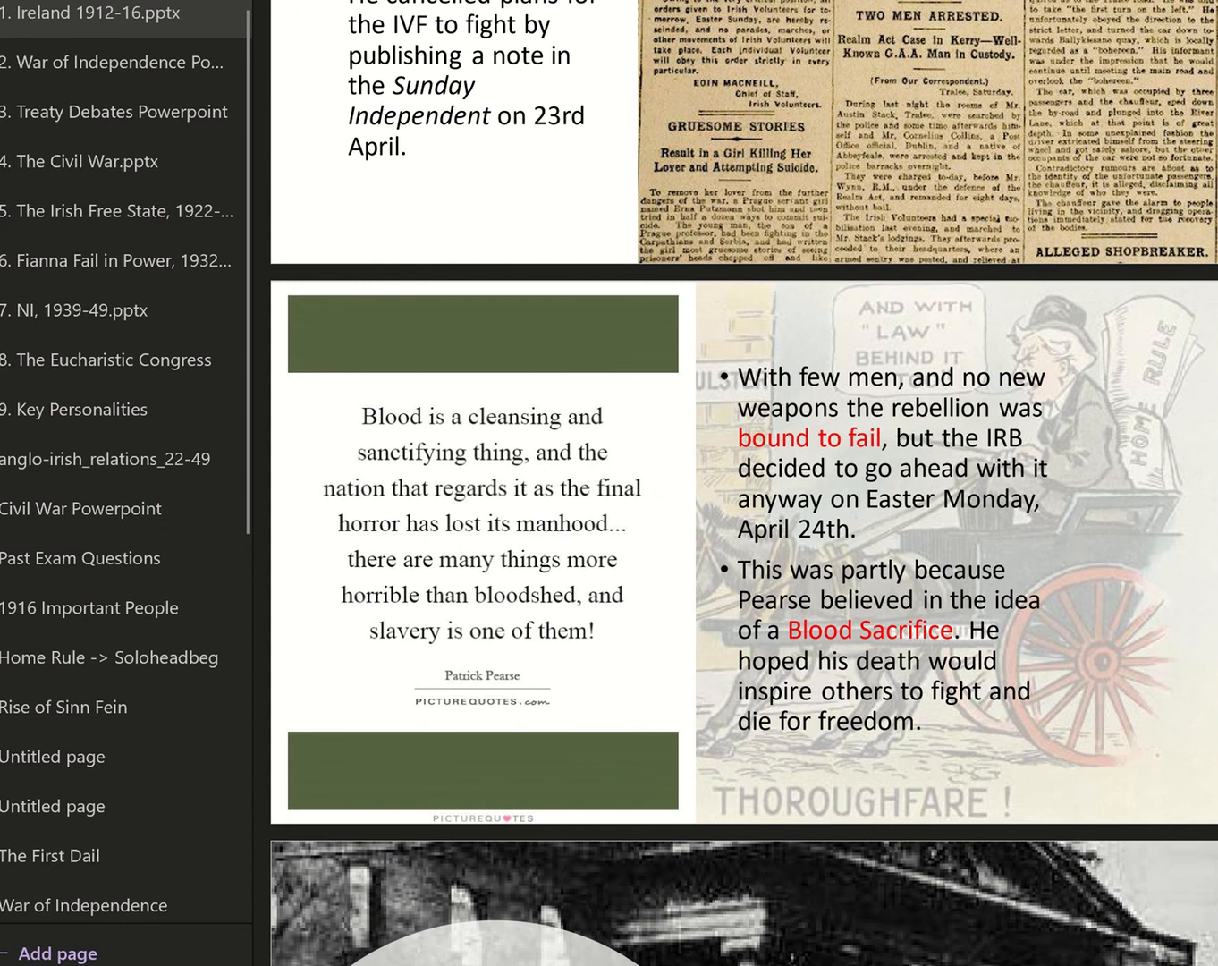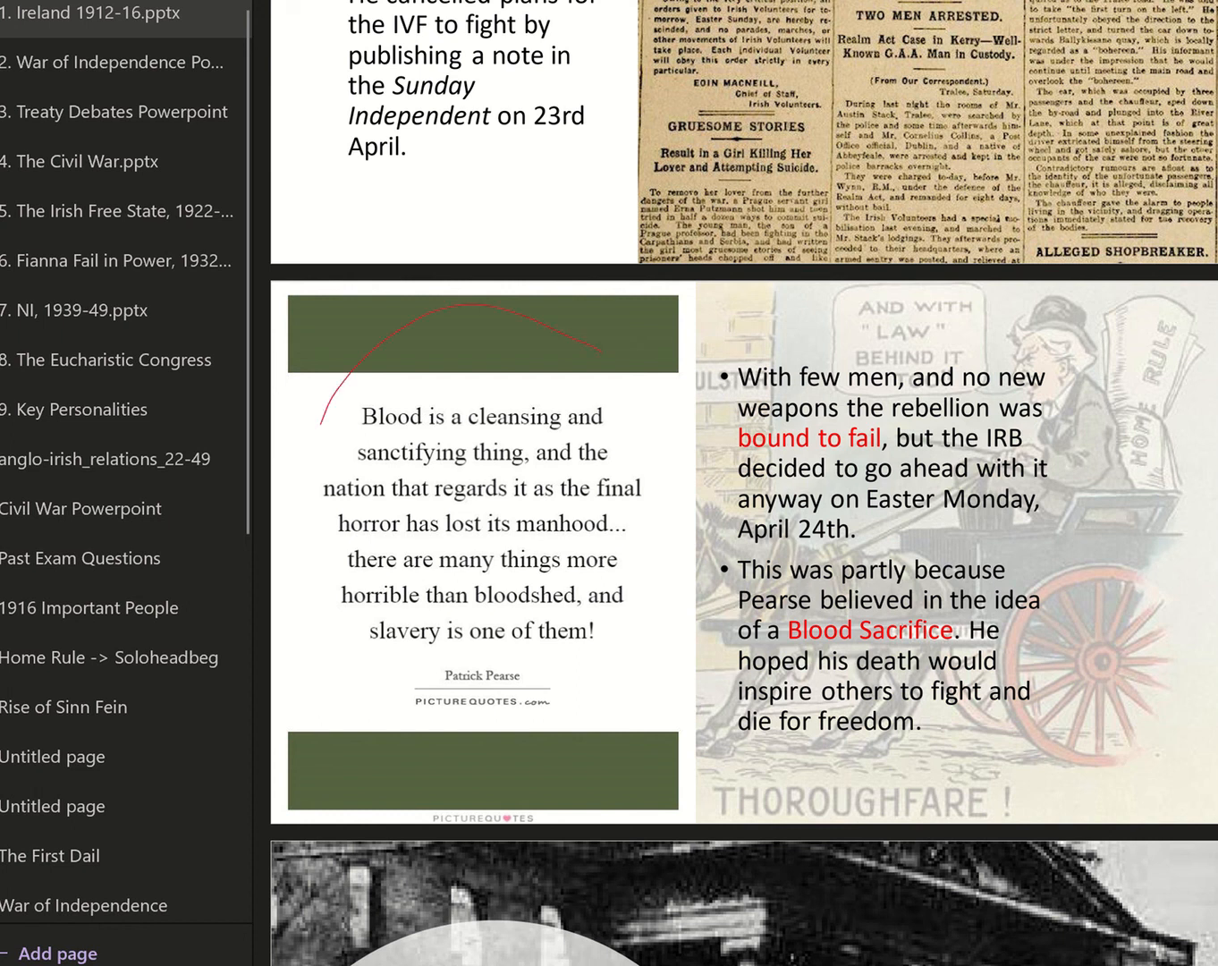So with few men and no new weapons, the rebellion was bound to fail. It was definitely 1000% going to fail. It was not going to win. But the people you're dealing with here didn't really care about that. They were willing to make a blood sacrifice. So the IRB decided they would go ahead with it anyway on Easter Monday. And the problem is getting word around, because a lot of the Irish Volunteers and IRB members had heard from the newspaper that it's not happening. So they stay at home on Easter Monday.